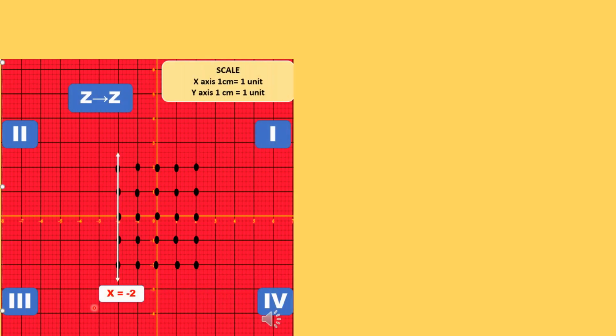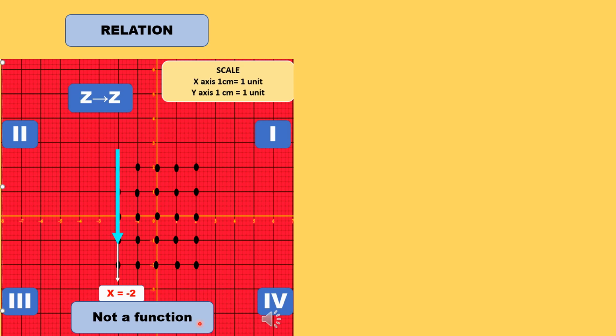Let's understand usage of vertical line test and horizontal line test through this example. x is equal to minus 2 is a relation. Let's check whether this relation is a function or not. To check whether this relation is a function or not, we use the vertical line test. The vertical line intersects more than one point, so it is not a function, it is a relation.